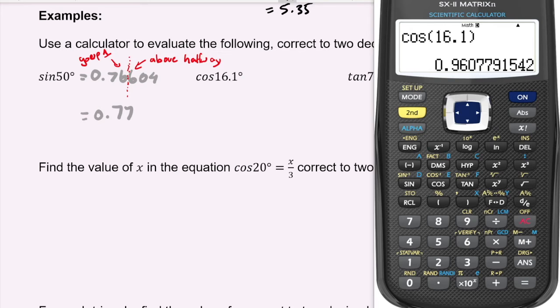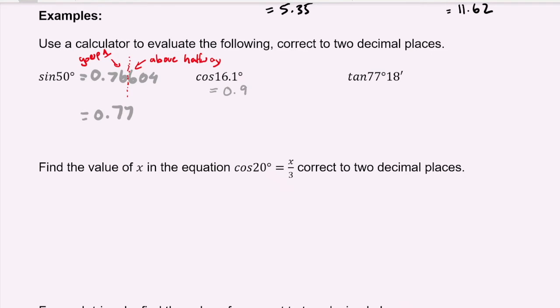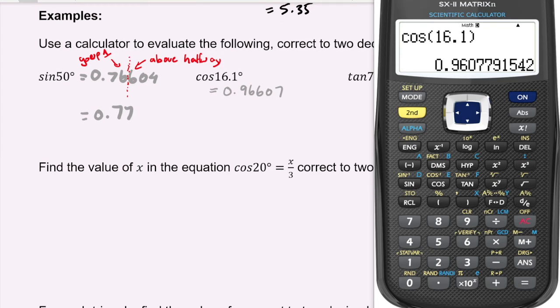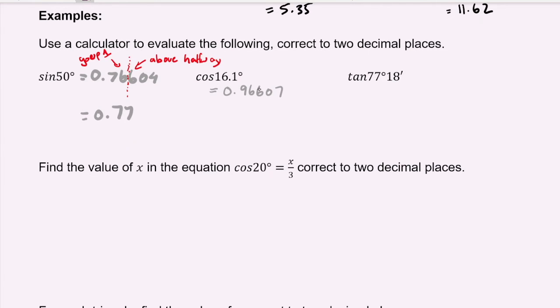So let's see how that's looking. 0.9607. Again, 2 decimal places. Cut it off at that 2nd spot. This one is below halfway. Stay the same. So 0.96.